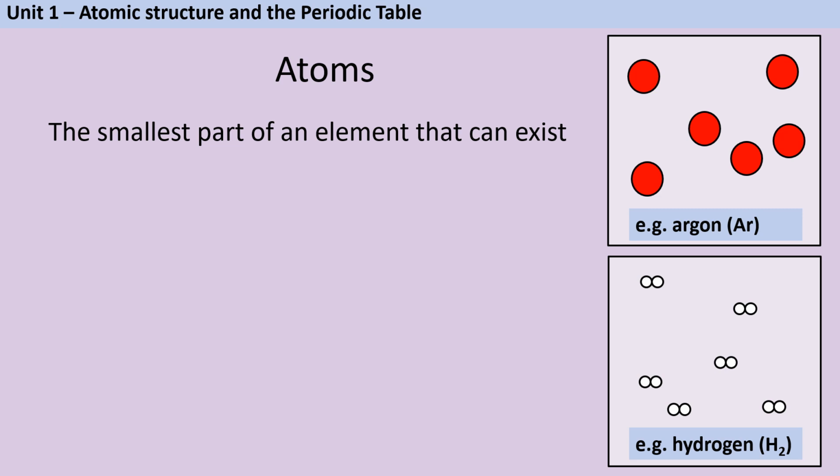The smallest part of an element that can exist is something called an atom, and each element has a slightly different atom. One thing it's important to remember is that an element is defined by all of its atoms having the same number of protons.